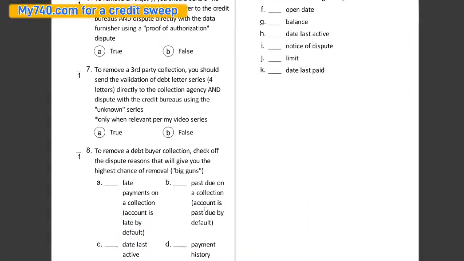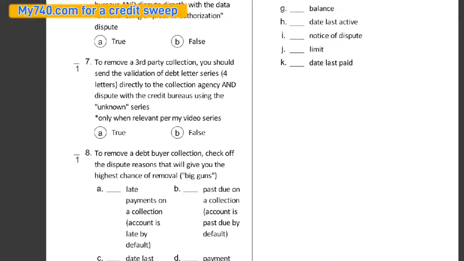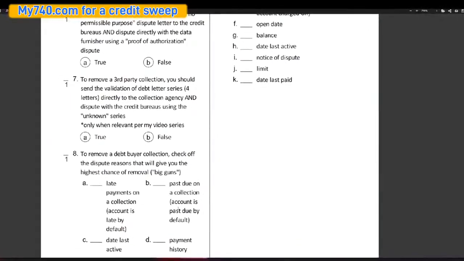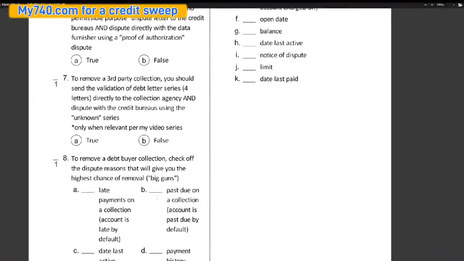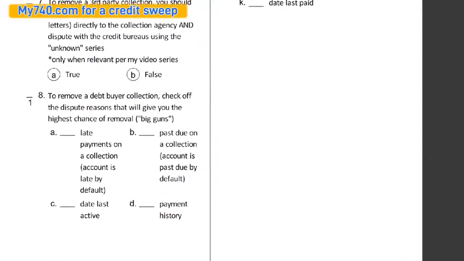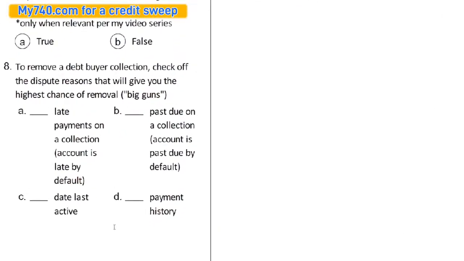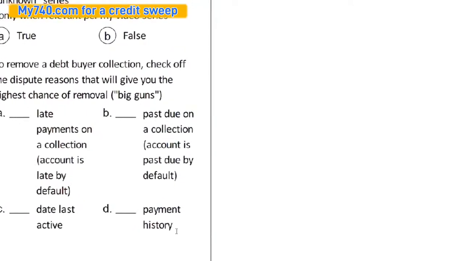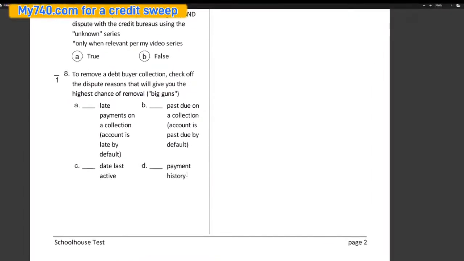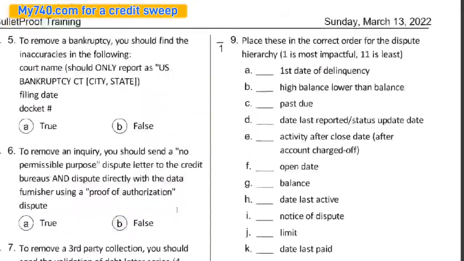That is true. To remove a third-party collection, you should send the validation of debt letter series, that's 4 letters, directly to the collection agency and dispute with the credit bureaus using the unknown series. And this is only one relevant per my video series. That is true. To remove a debt buyer collection, check off the dispute reasons that'll give you the highest chance of removal. In other words, the big guns. Late payments on a collection account. I mean, obviously, the account is late by default, right? Past due on a collection account. The account is past due by default. Hello. Date last active and payment history. Each of those are going to be true.